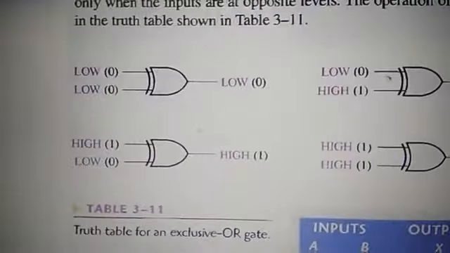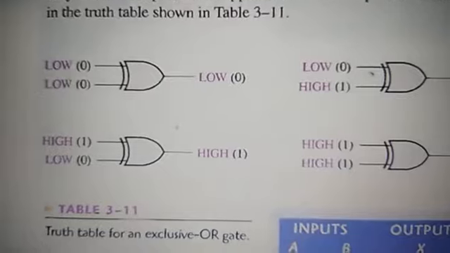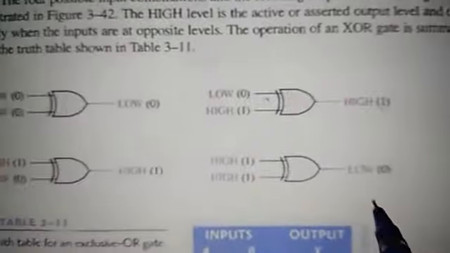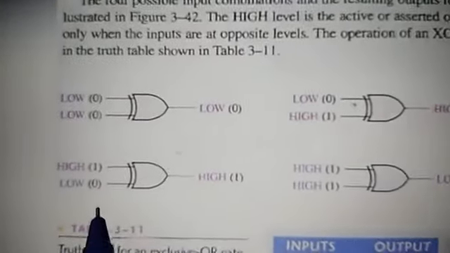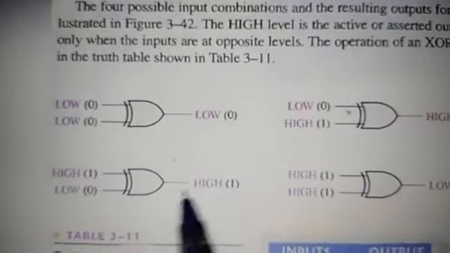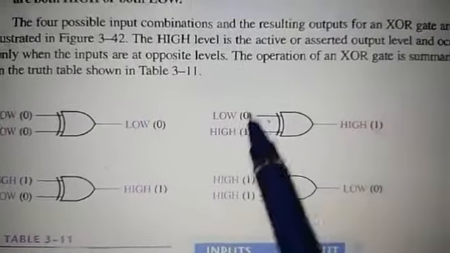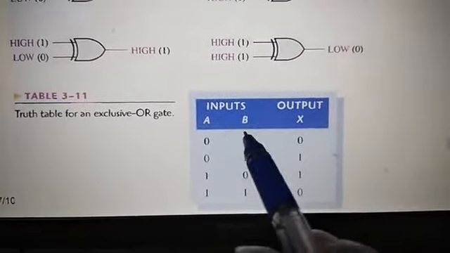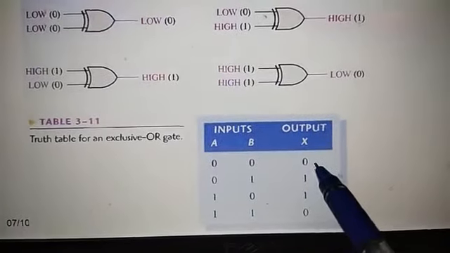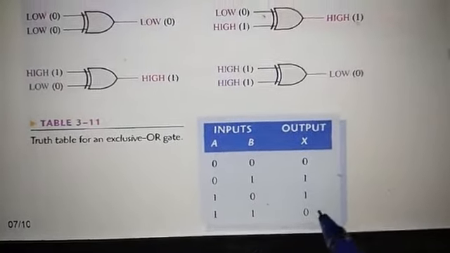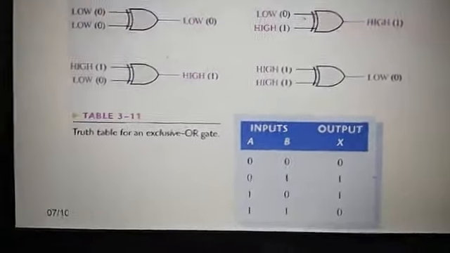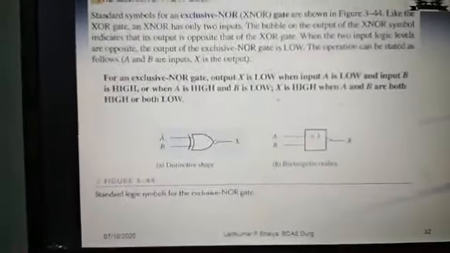So here you can see if both the inputs are low, output will be low. If both the inputs are high, output will be low. And if one of the inputs is high, the other low, output will be high. So you can prepare this truth table. If both the inputs are low, output will be low. If both the inputs are high, output will be low. If one of the inputs is high, the output will be high. This is the truth table for the exclusive OR gate, right?